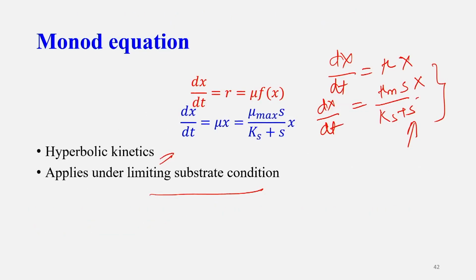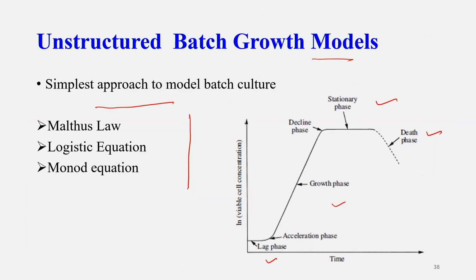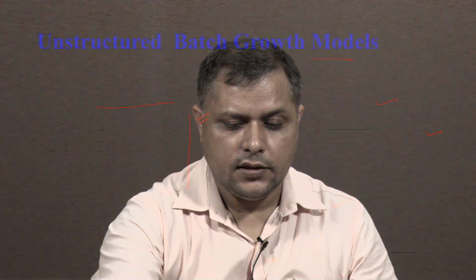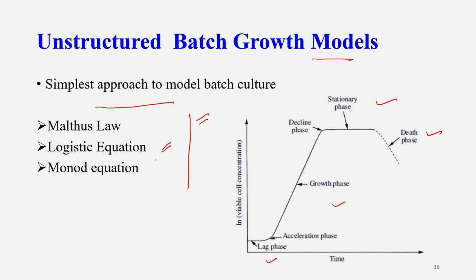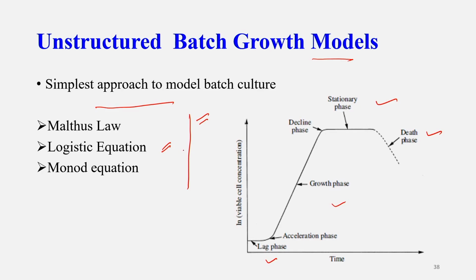So, these were the three unstructured batch growth models. Malthus law explains the exponential phase, simply first order kinetics. Logistic equation explains exponential and stationary phase, but it does not consider the effect of substrate, and Monod equation considers the presence of limiting substrate.